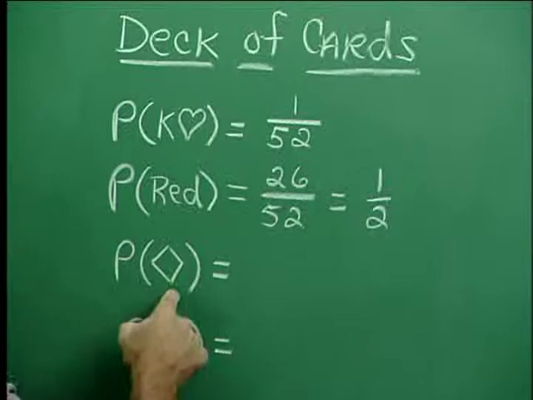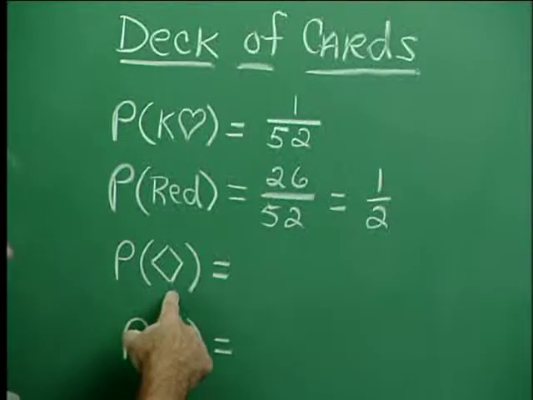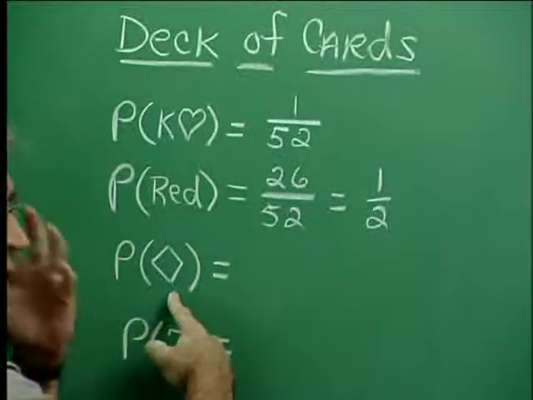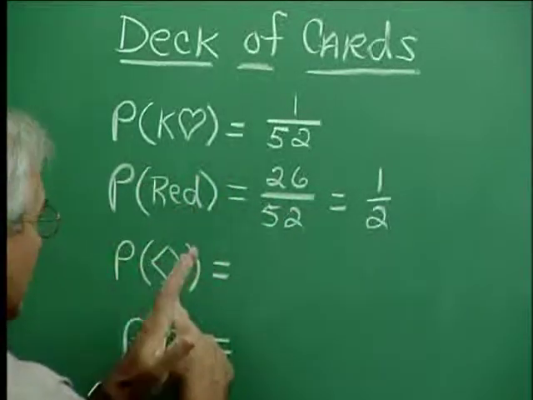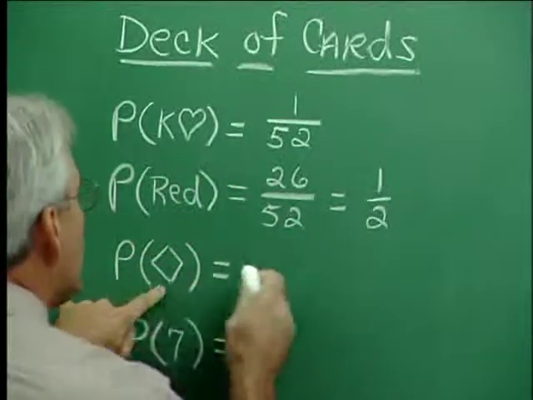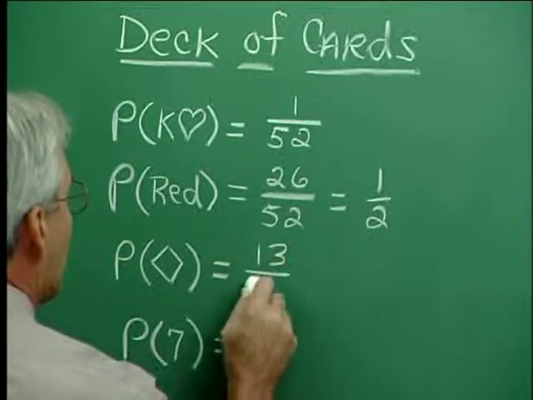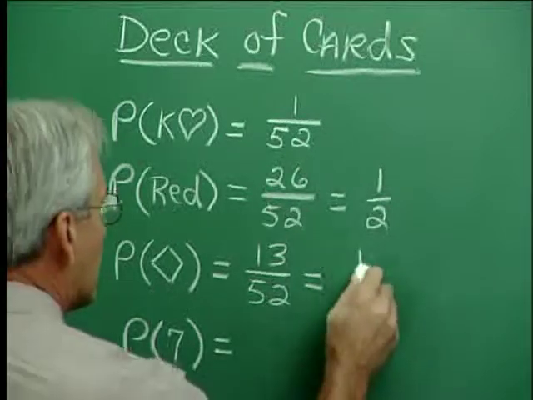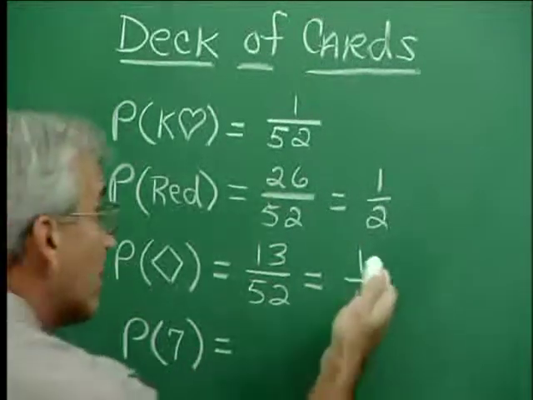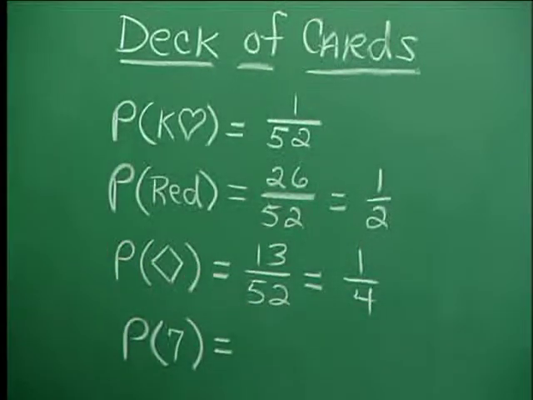What about the probability of drawing a diamond? How many diamonds are there? You see, you're always thinking favorable outcomes, possible outcomes in every case here. So how many diamonds? 13 out of the deck of 52 cards. Now this reduces to 1/4. 1/4 of the deck, you see, is diamonds.